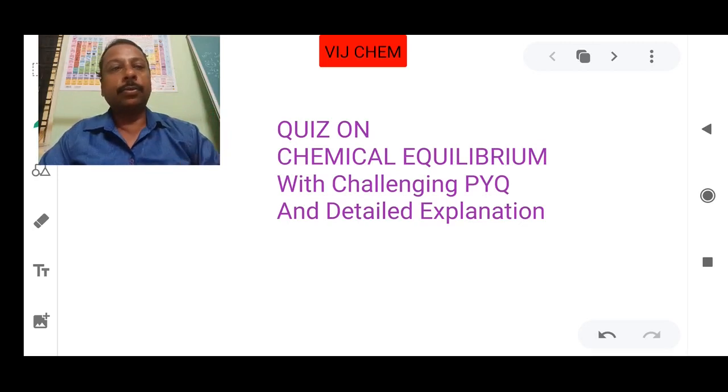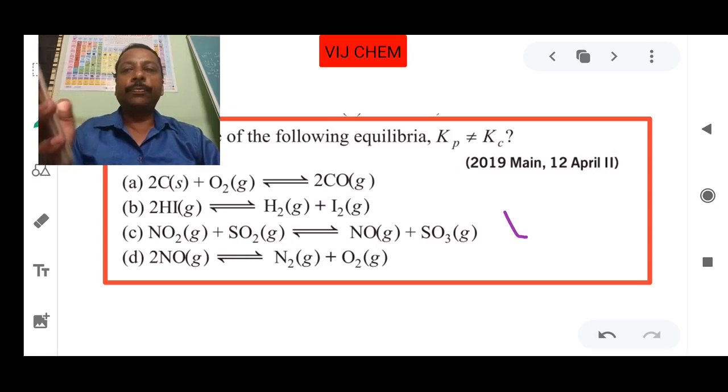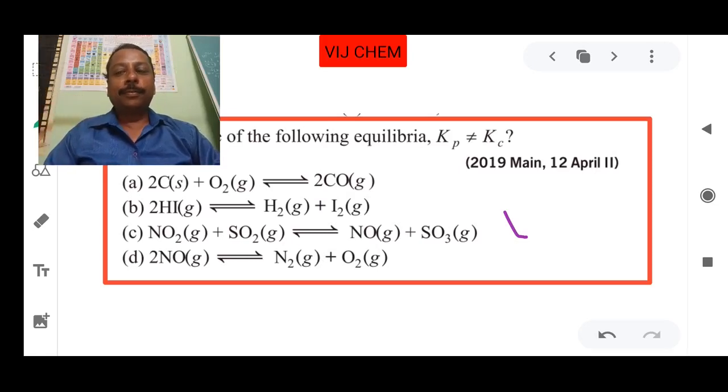Get set go. Okay, here is the first question. Which of the following equilibria has Kp not equal to Kc? Okay, your time starts now. Make it fast.